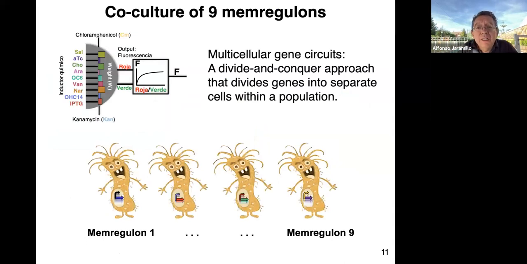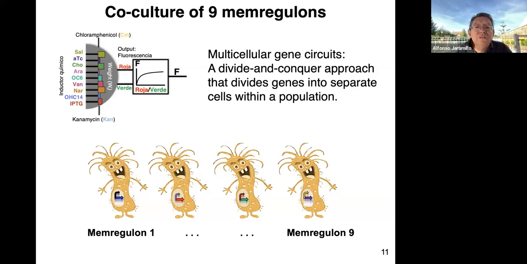Okay, so as I said, we have a system of 2 plasmids in one cell with only 1 promoter that senses one thing, one of the 9 chemicals. But what we want is the capability to sense a pattern of up to 9 chemicals. So we are going to use a consortium of cells.